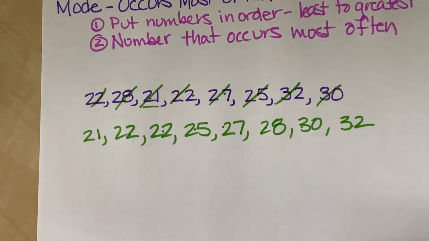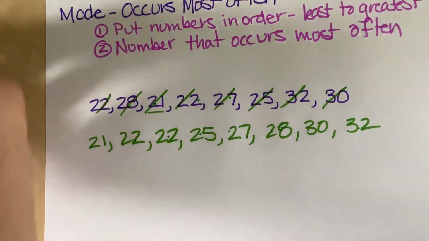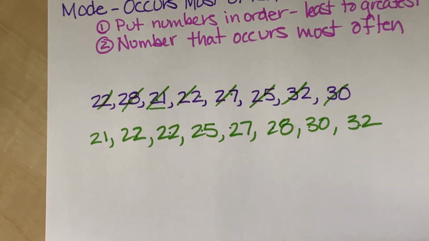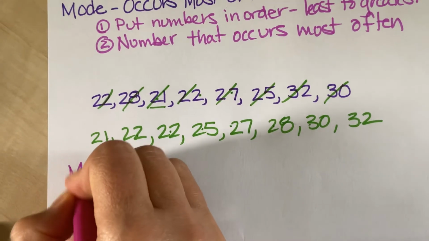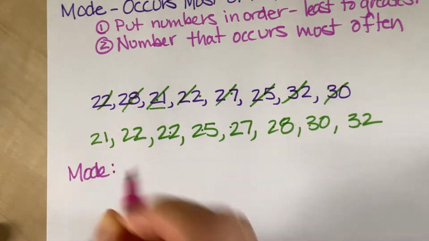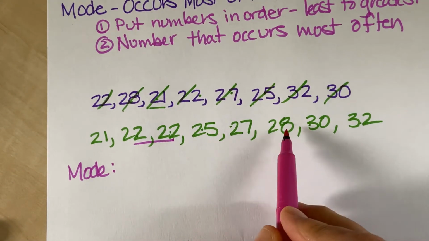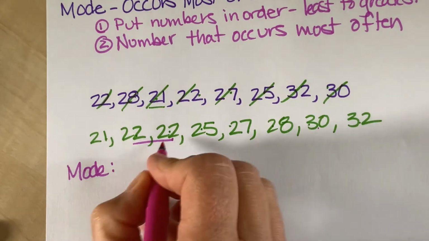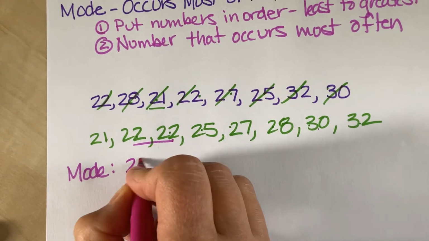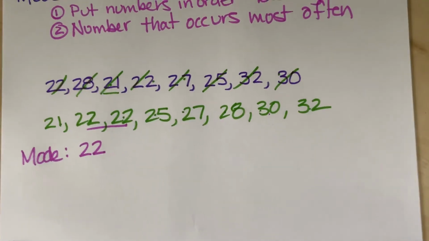All right, the easiest one to do is the mode, okay? I have 21, 2 22s, 25, 27, 28, 30, 32. So the one that's used most often was 22. That's called your mode. Okay.